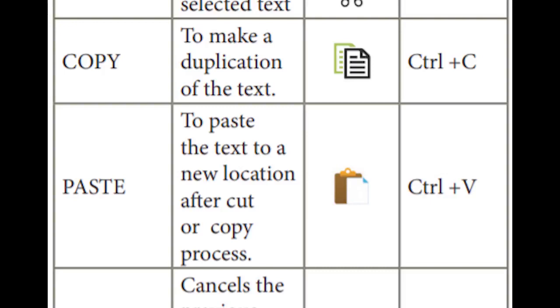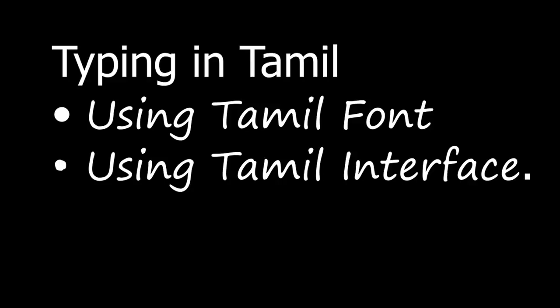Next is Tamil typing interface. Typing in Tamil has different methods. One is using a Tamil font, or else the other one is using a Tamil interface. The first method, the Tamil font, has to be downloaded and installed. This will include the font folder also, so that font will be saved in this OpenOffice Writer and we'll have the font here.